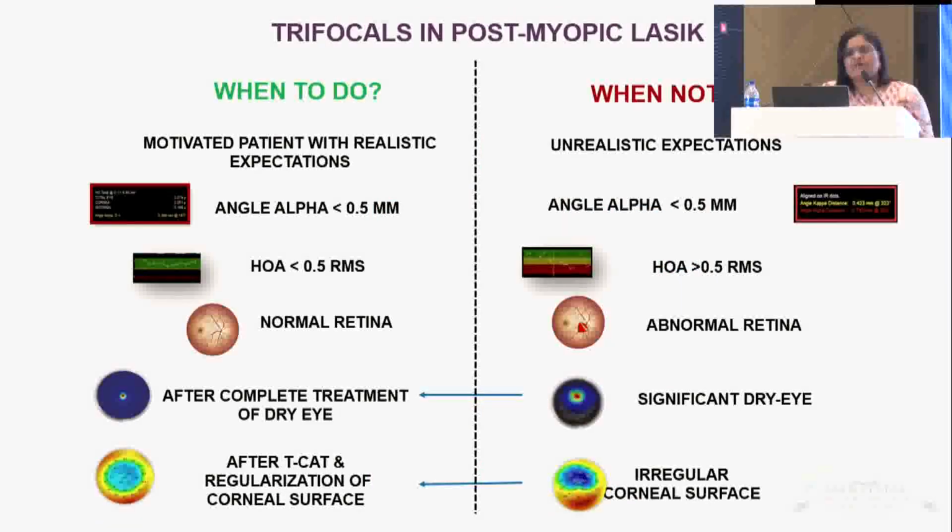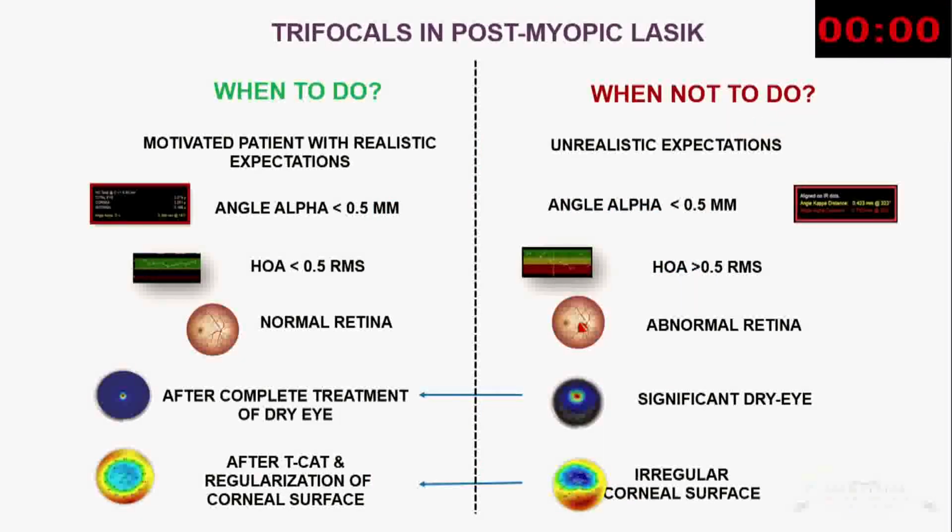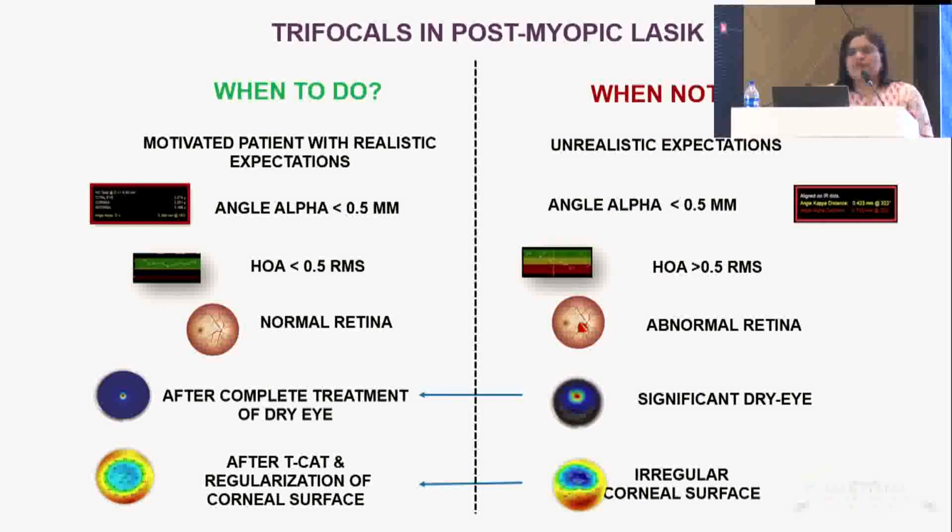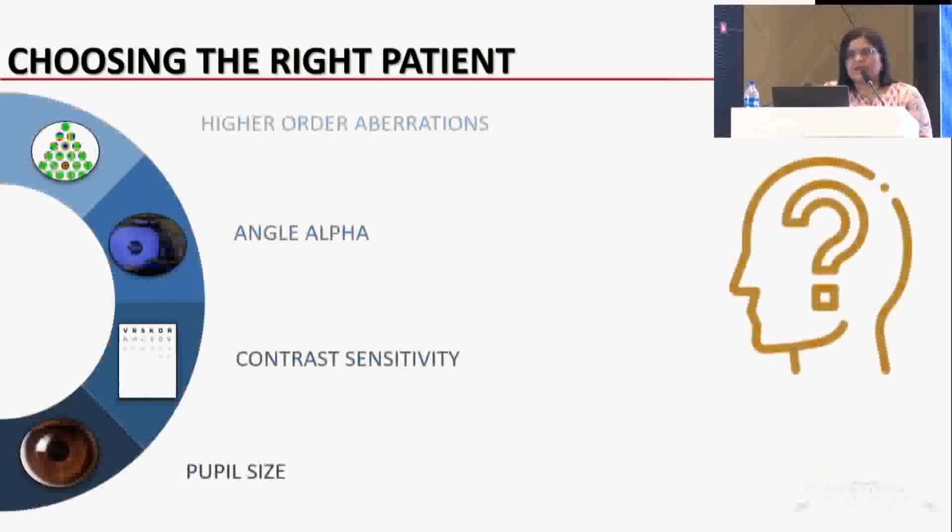Now trifocals in post-myopic LASIK, when to do and when not to do. We have to think about the realistic expectations versus the unrealistic expectations. Angle alpha is very important. It has to be less than 0.5 if you want to implant a trifocal. HOA, again, less than 0.5. Has to have a normal retina. And like we have mentioned, dry eye needs to be treated. And if there is an irregular corneal surface, the topography-guided regularization should be done.